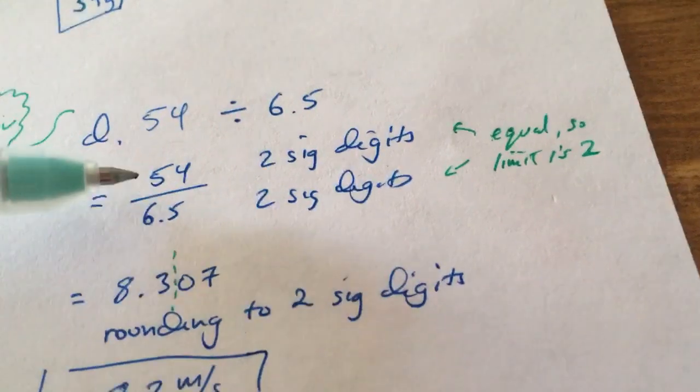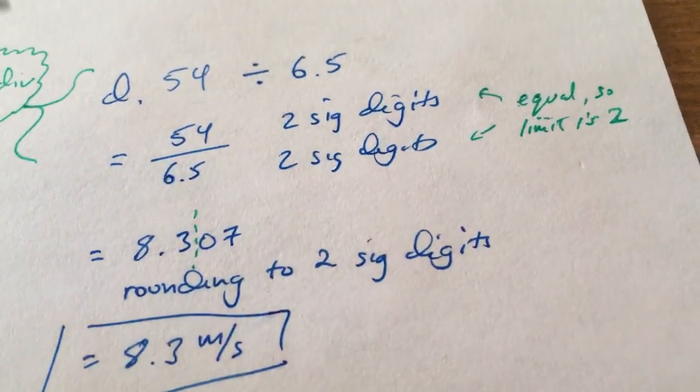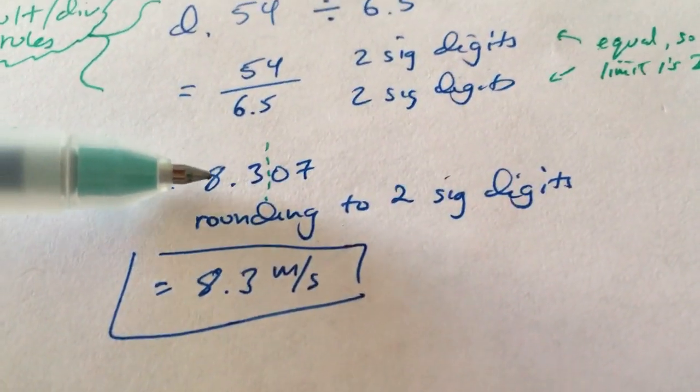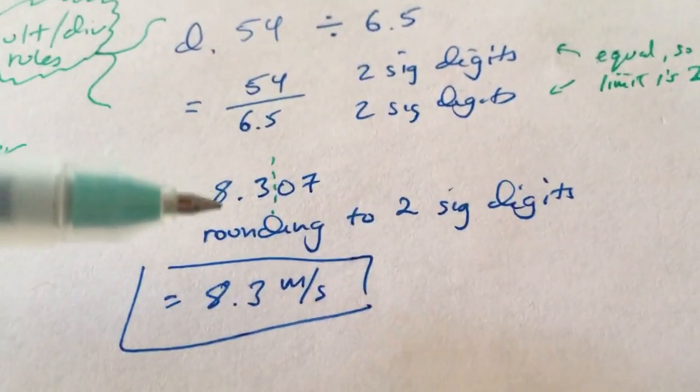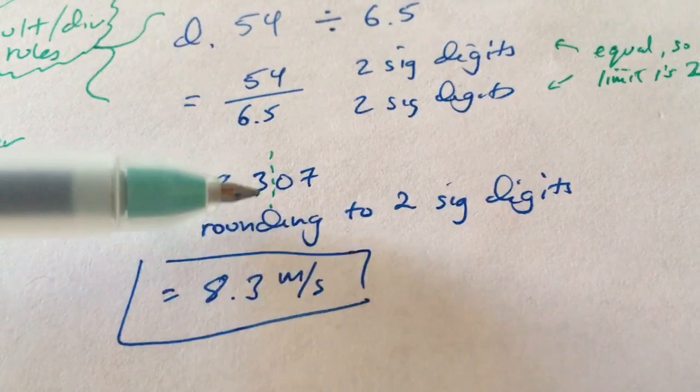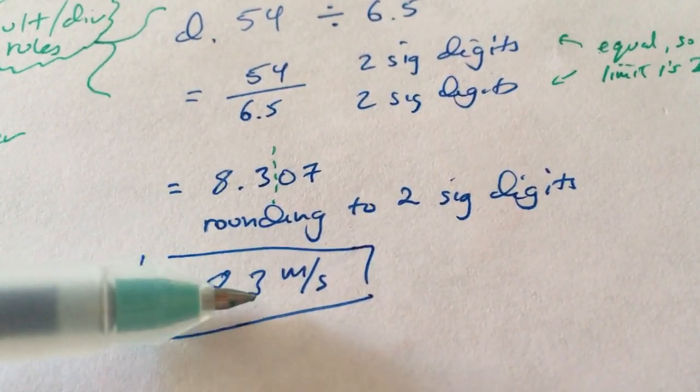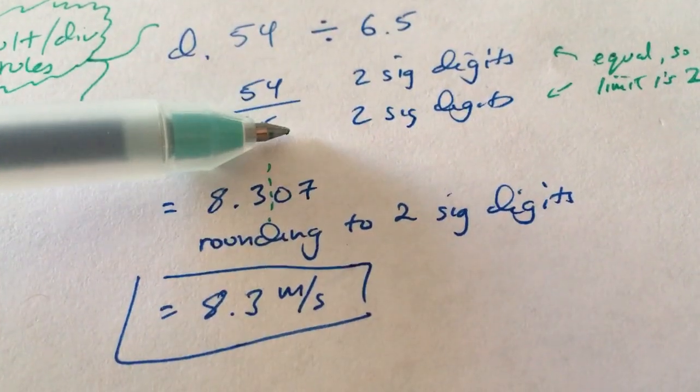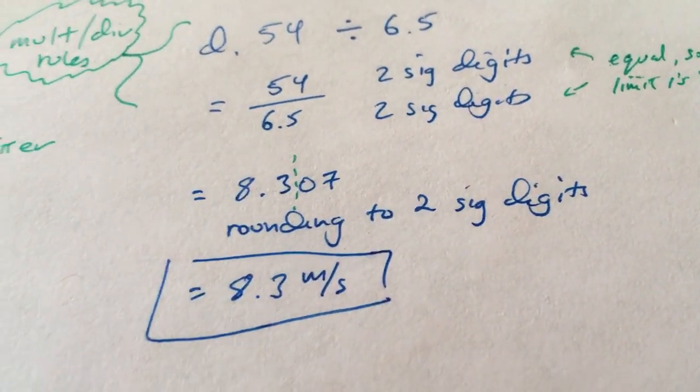Here, they both have 2 significant digits, so our answer is going to have 2 significant digits. Even though when you do the math, you get a bunch of digits out this way, our cut line just needs to happen after the 3. The 0 says to stay, and so the answer is 8.3, and it was meters divided by seconds, so it's meters per second. And that's it.